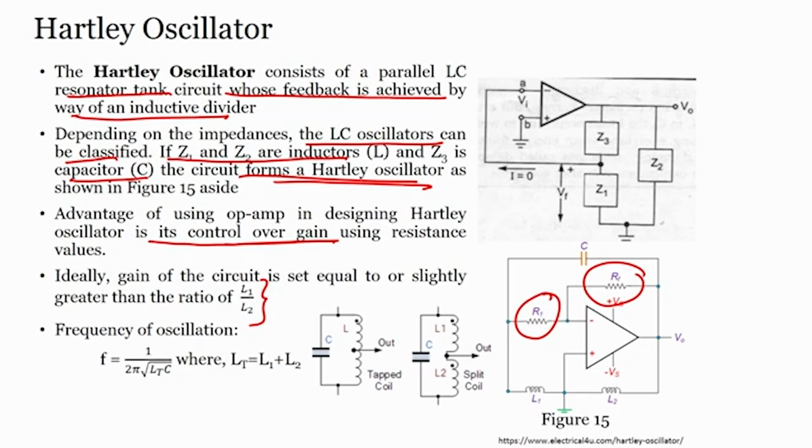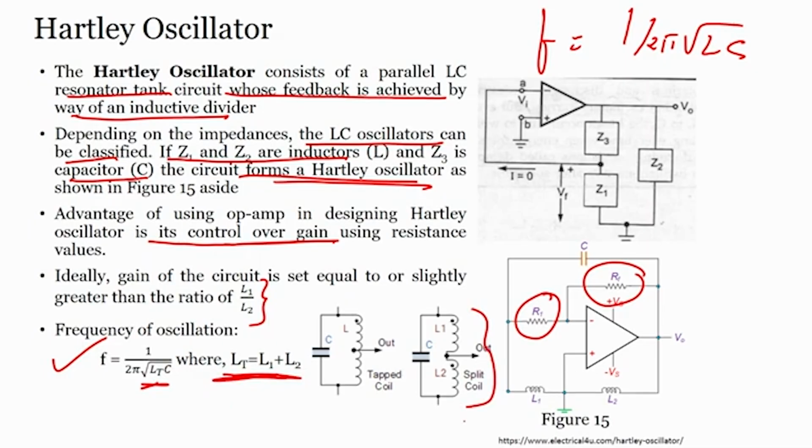We have seen that the frequency formula is f equals 1 by 2 pi under root of LC. Here we have LT, which is equivalent to L1 plus L2. So, if I want to actually design this oscillator, how can I design it?